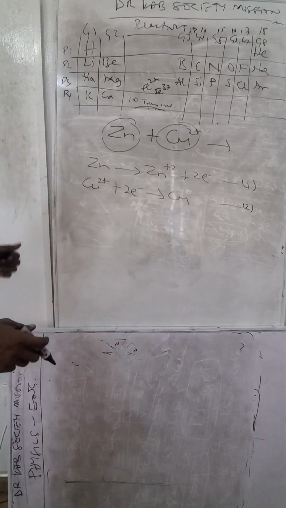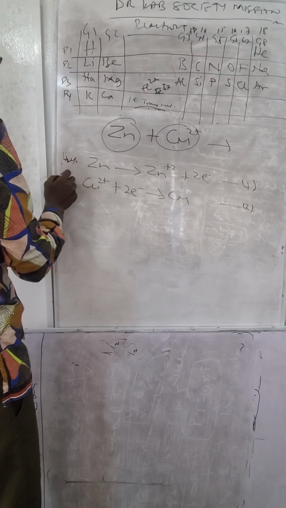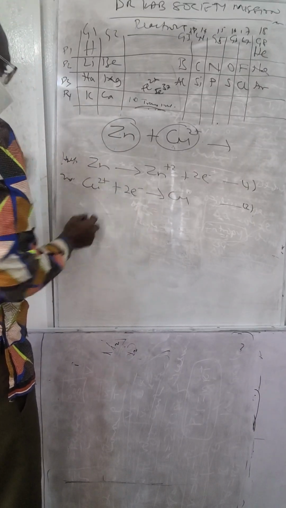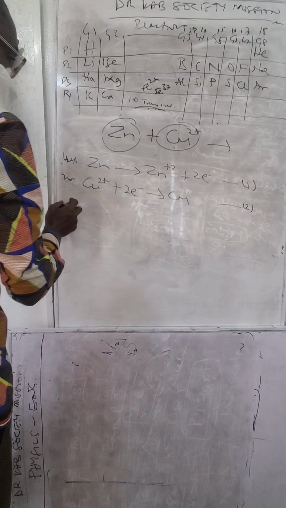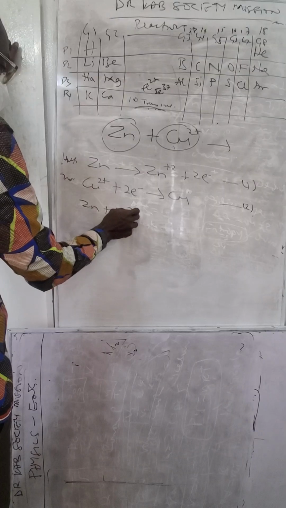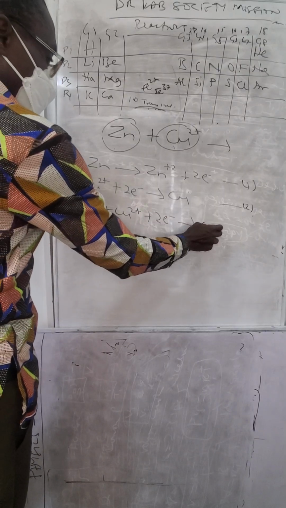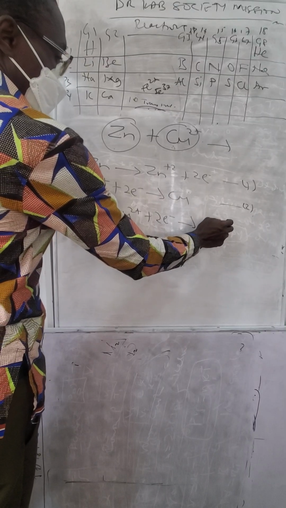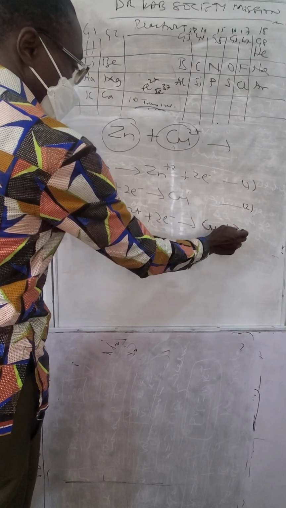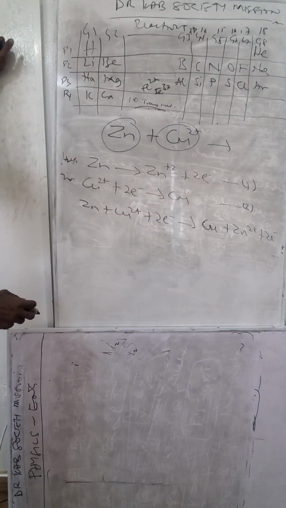It becomes this. Now, when you have done the first half, this is the second half. When you have done that, you add them together. You put the two together. So we have Zn plus Cu2+ plus 2e giving Cu plus Zn2+ plus 2e. Okay, so this is how the reaction is going to be.